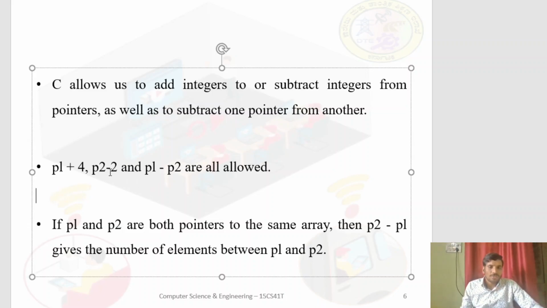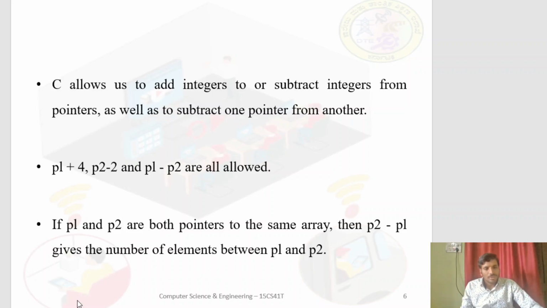Similarly, we can subtract an integer from the pointer, or we can subtract two pointers from each other. This is allowed. And suppose p1 and p2 are both pointing to the same array. Suppose there is an array, for example an array x, and p1 and p2 are pointing to that array, then p2 minus p1 will give the number of elements between p1 and p2. So it gives the difference, how many elements are there between these addresses.